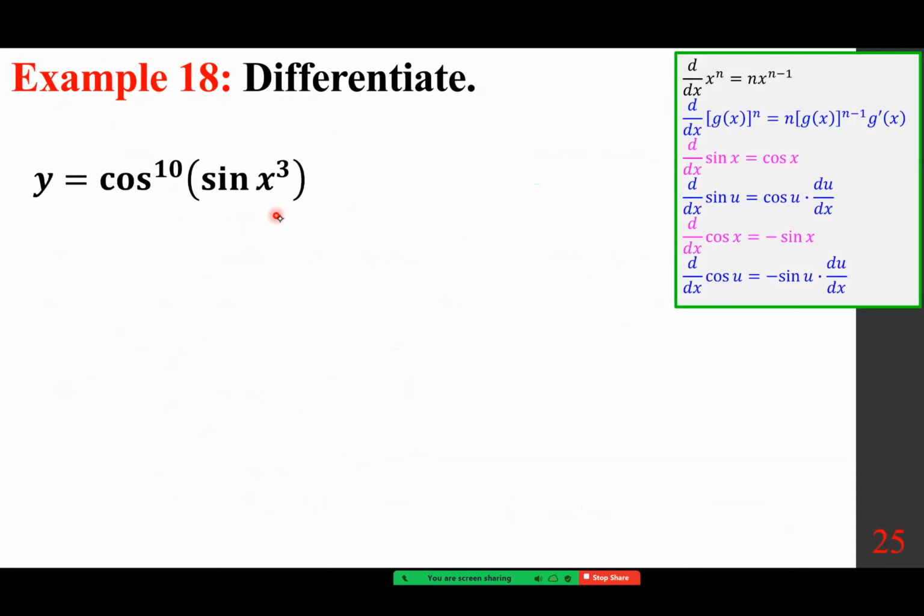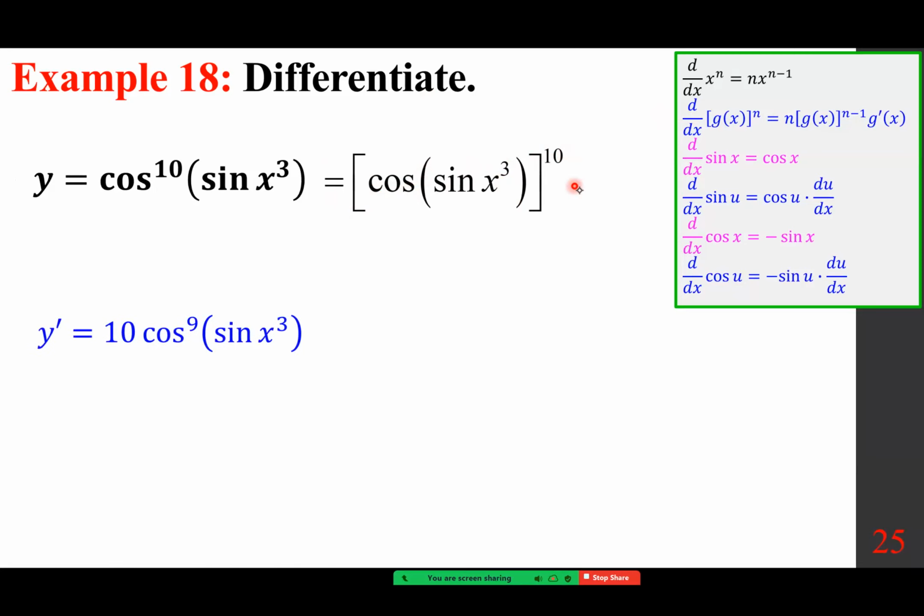Differentiate cosine to the power of 10 of sine x cubed. I'm going to show you how to do this. If you pay attention, it makes it very nice and easy. First and foremost, understand this is cosine to the power of 10. I highly recommend you rewrite it in this fashion. So you notice you're dealing with something to the power of 10, which means we are using the extended power rule. So that means 10, the same thing to the power of 9. So 10 sits in front, whatever this is to the power of 9.